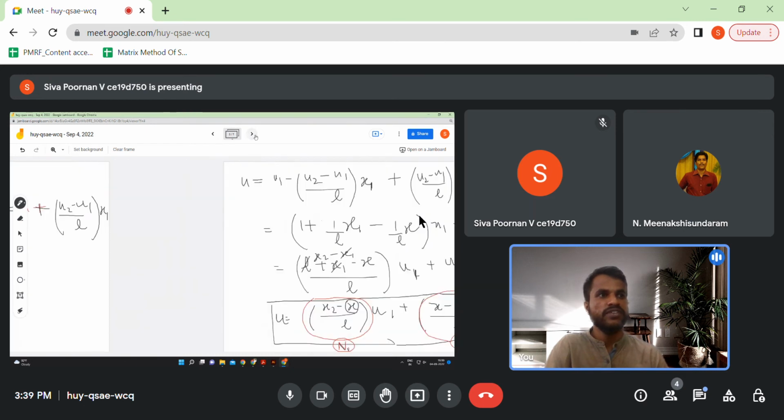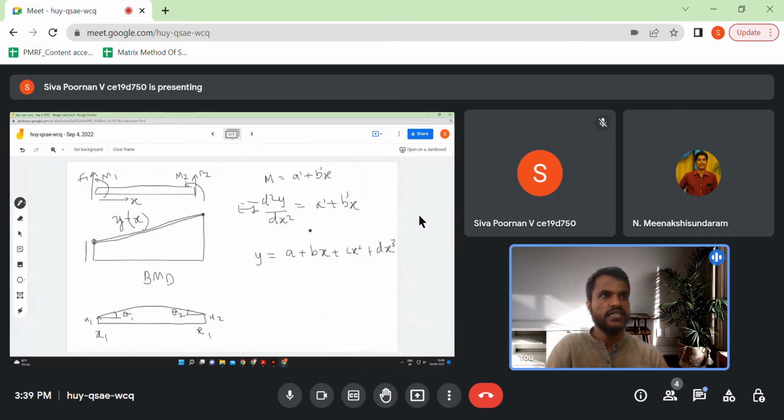Now here what we have to do in excess is that not only is y at x1 known, which is u1, and y at x2 is u2. These two are not the only knowns. We also know that y dash, which is differentiation, at x1 is going to be theta 1 and y dash at x2 is going to be theta 2. So we know four conditions. With these four conditions, we should be able to solve for A, B, C, D and write it in terms of U1, U2, theta 1, theta 2.